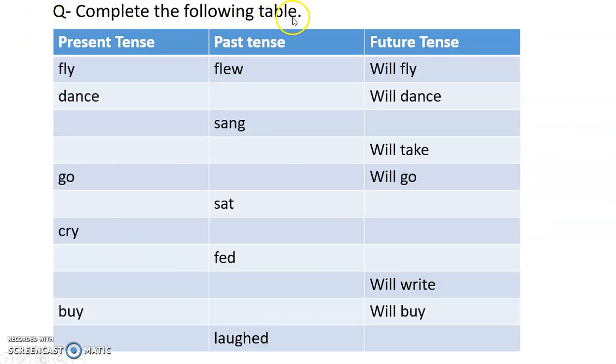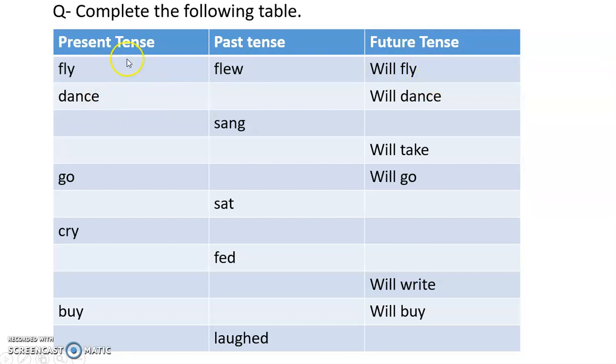Complete the following table. Now this is present tense, past tense, future tense. Okay, the first one is done for you. Fly, present is fly. The birds fly in the sky. Fly, present tense, and flew is the past tense. The birds flew in the sky yesterday. So the past tense of fly is flew, and future tense, the action has not occurred, so it is will fly. The bird will fly in the sky tomorrow, maybe in the evening.